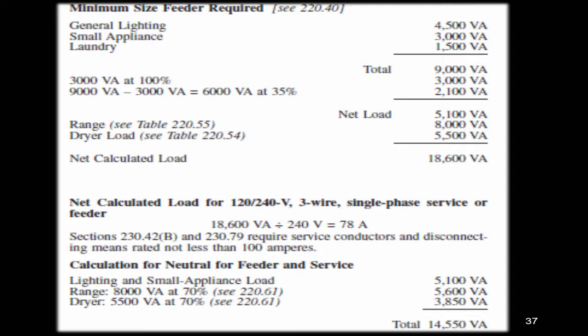Notice you can see your minimum feeder size is going to send you back to 220.40, but you've got your general lighting load, you've got your small appliance load, your laundry load. It tells you what your derating factor is for your lighting load. So I mean, you've got an invaluable source here for figuring out what a residential calculation would be.